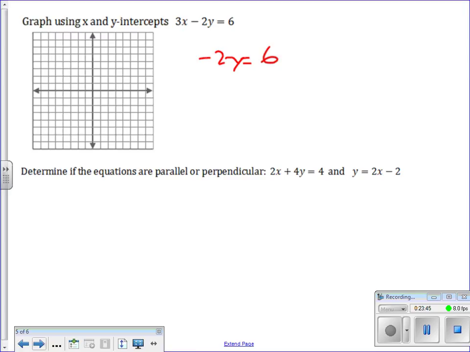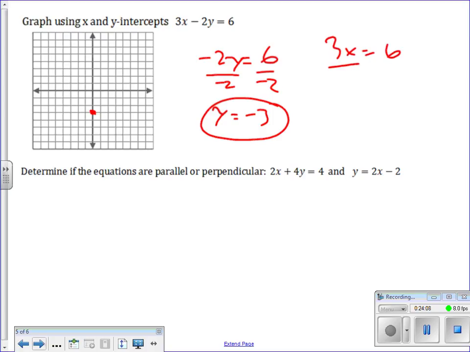Okay, so let x equal 0. What do you have left? Solve for y. Divide by negative 2. Y equals negative 3. That's my y-intercept. Go on the y-axis, negative 3, put a dot. Cover up the y. You get 3x equals 6. Divide both sides by 3, x equals 2. Put a dot at 2. Draw your line through the 2 points.